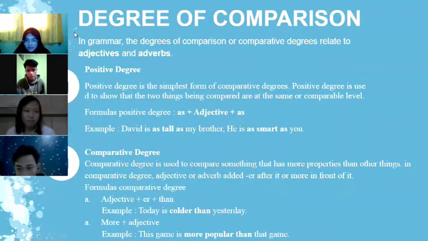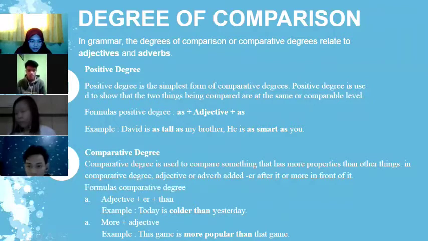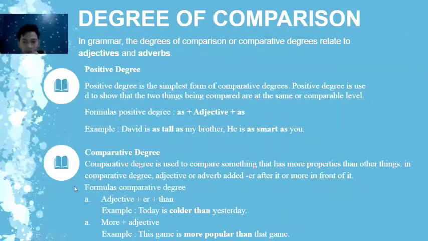Next material is about the degree of comparison. For Muhammad Zidan Zaki, it is yours. Okay, degree of comparison. In grammar, the degrees of comparison or comparative degrees relate to adjectives and adverbs. First, positive degree. Positive degree is the simplest form of comparative degree.